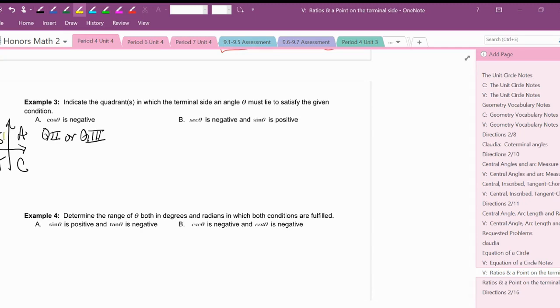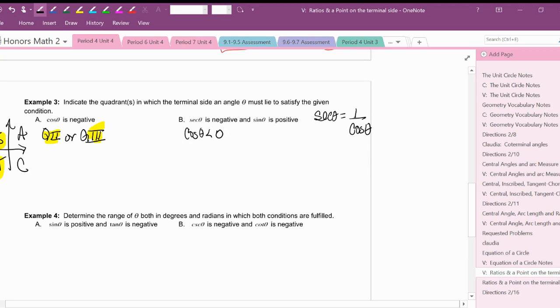Negative here and here. Secant. Okay, secant is related. You might want to write off to the side here: secant theta is just 1 over the cosine of theta. So again, we're talking about the cosine being negative here.